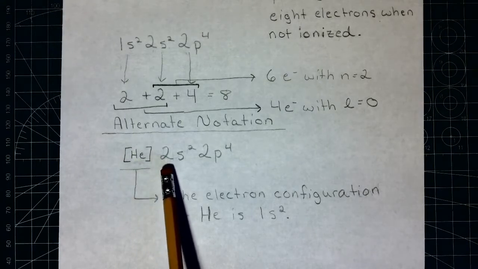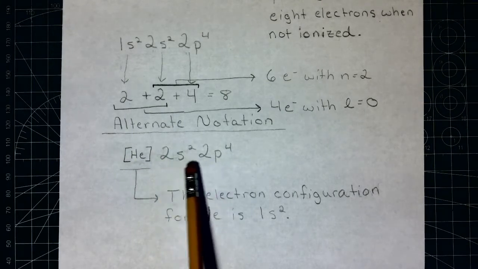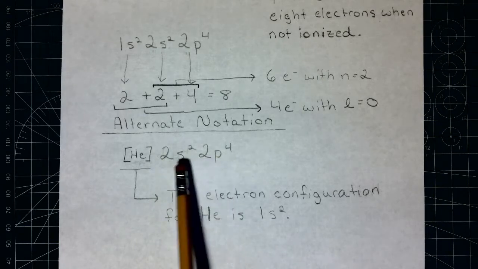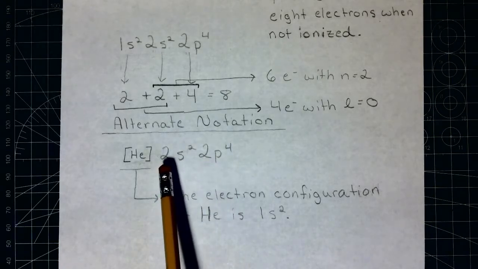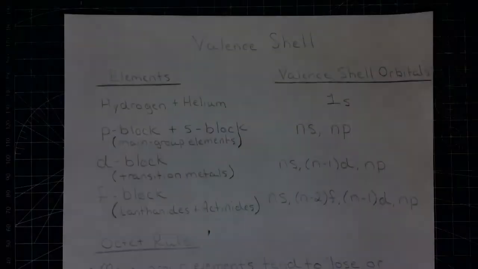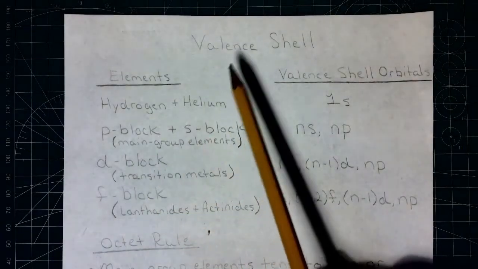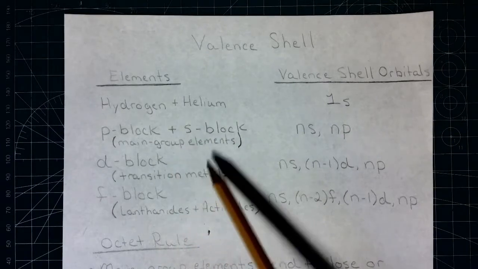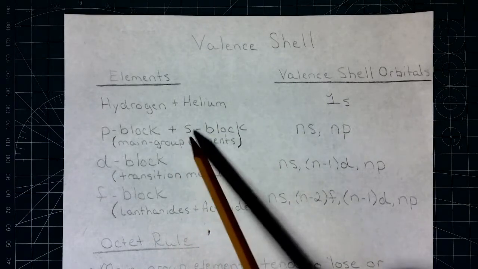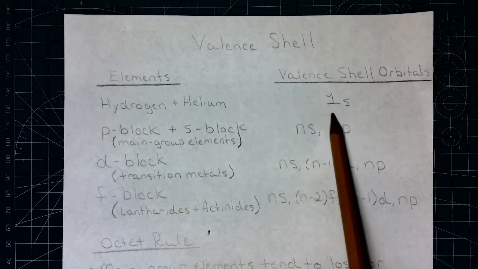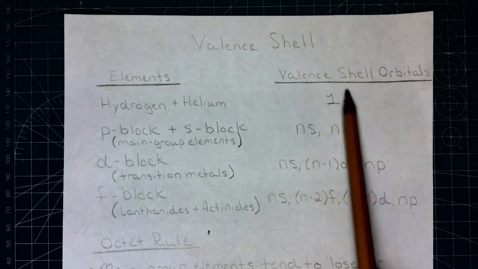What we didn't do is give a name to the remaining set of orbitals where we are going to be losing and gaining electrons from. These electrons here are what are known as the valence shell. So the valence shell is going to be different depending on where we are in the periodic table. For hydrogen and helium, the valence shell is just the 1s orbital.